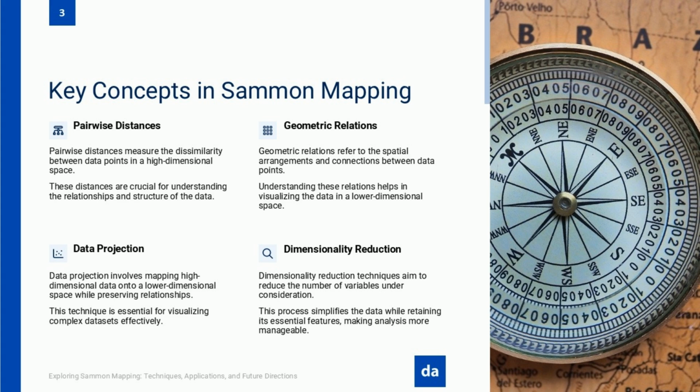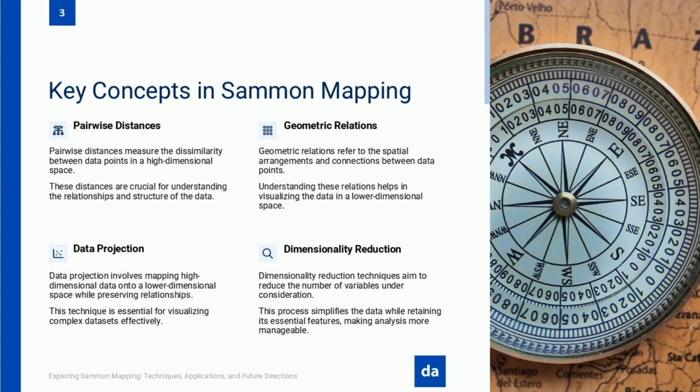But how do we know what's meaningful? That's where pairwise distances come into play. In high-dimensional space, every data point has a relationship with every other point. Some are close together, others are far apart. Sammon mapping ensures that these distances remain as consistent as possible when the data is projected onto a lower dimensional space. Another crucial concept is geometric relations.